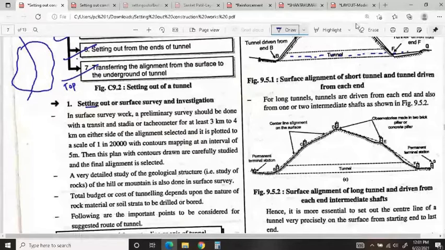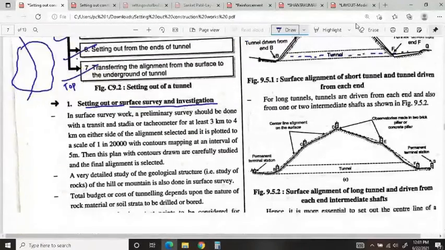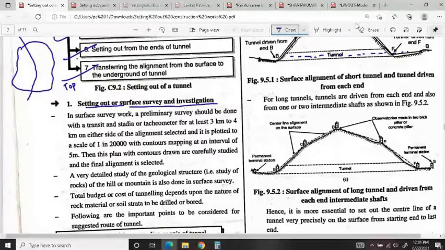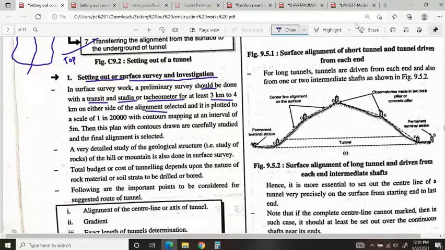The first one is setting out or surface survey and investigations. In surface survey work, a preliminary survey should be done with the transit or stadia or tachymetry for at least 3 to 4 kilometers on either side of the alignment selected, and it is plotted to the scale of 1:20,000, with the contour mapping at an interval of 5 meters. Then this plan with the contours drawn is carefully studied and the final alignment is selected.